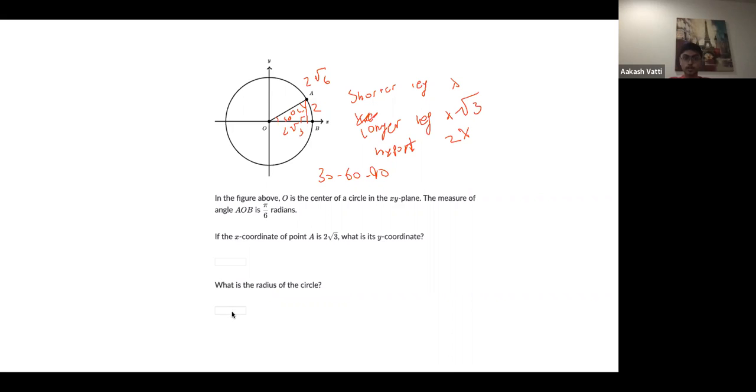So the y coordinate is 2, because the shorter leg is 2, since the 30-60-90 triangle says it has to be. Because we know the hypotenuse is 2x and x is equal to 2, then 2 times 2 equals 4. And since the hypotenuse is the radius, going from the center to somewhere else, the radius of the circle is 4.